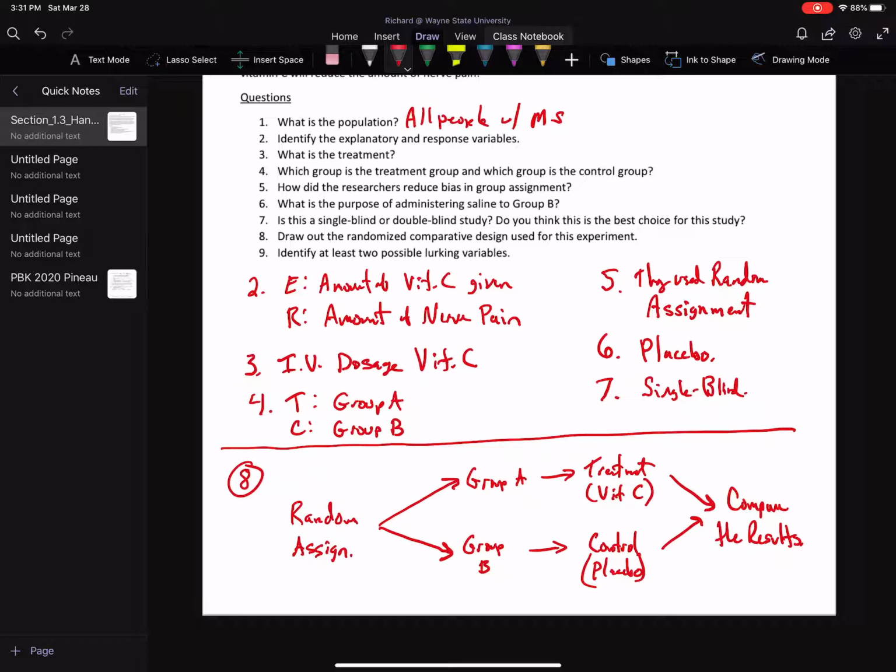Another lurking variable could be family history. If somebody has a history of MS in their family, that might have a certain issue. Maybe how long they've been diagnosed with it could be an issue in this particular study. Maybe the vitamin C helps people who have had MS for a shorter period of time than those who have suffered with it for a longer period of time. So things like that. I think that gave you 2 or 3 there.